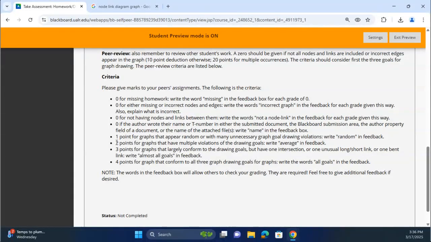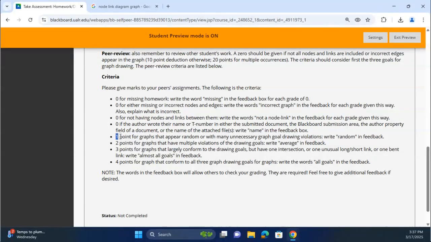Now 2 is a little bit more subjective, but if it's more than one thing, say 2 intersections, or maybe there's one intersection and one long edge. If it's more than one violation, it's not going to qualify for a 3. But if it's a few, then it qualifies for a 2 at that point.